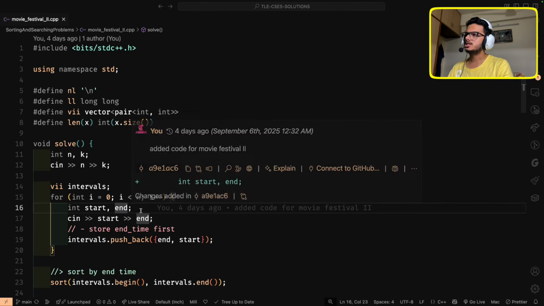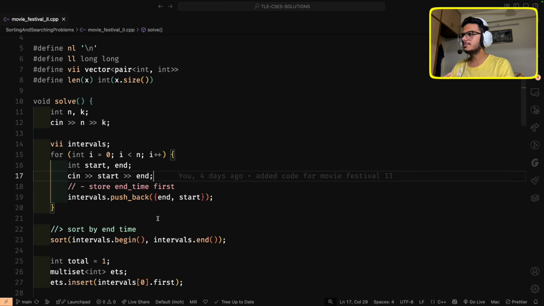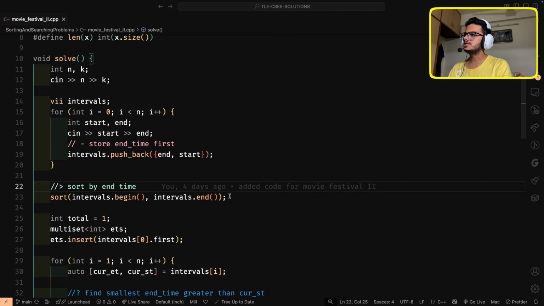If you see, for each movie I take the start time and end time, and then since I want to sort the movies by their end time, I'll actually add end time first and then start time, right? Because when I directly call sort on this intervals array, it will automatically be sorted by the end times, right? So after that I sort the movies by end time.